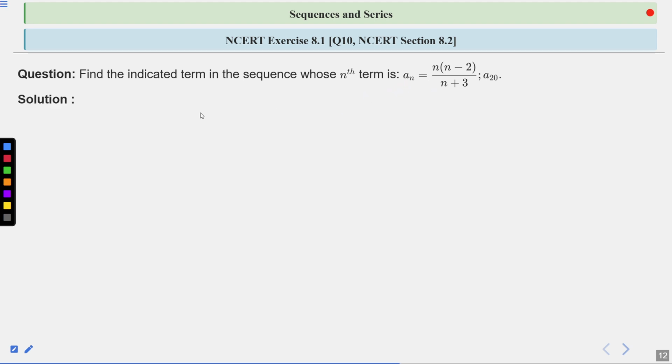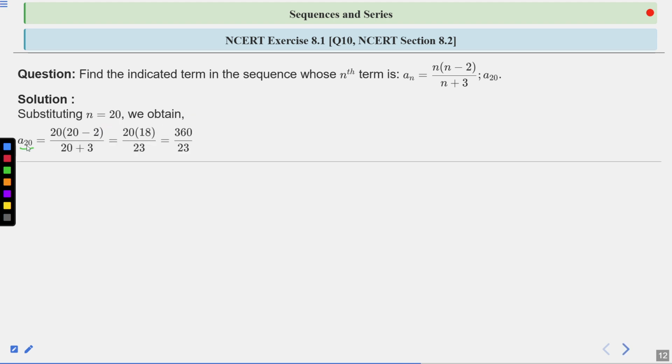Solution. Just substitute n = 20. We'll get A20, the 20th position term: 20 times 20 minus 2 by 20 plus 3. So 20 times 18 by 23, which is 360 by 23. So the 20th position term according to the rule is 360 by 23. I hope this is clear. Moving to next.